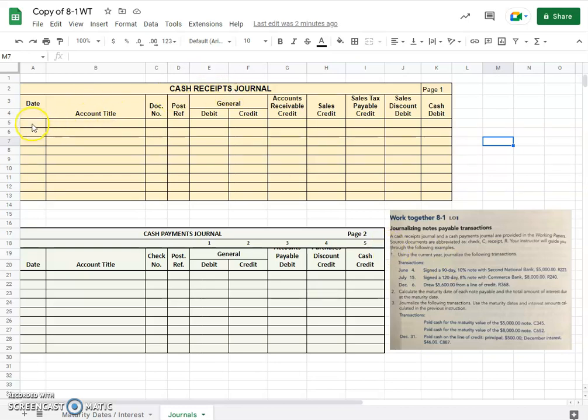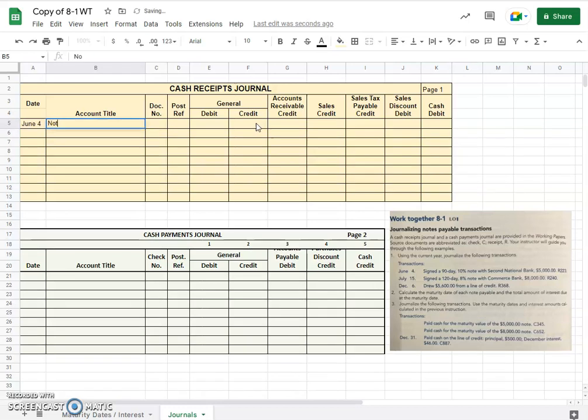So we'll come up here to our cash receipts journal because we're getting cash when we sign for this note. They're giving us cash, right? So it's June the 4th. This is going to be to notes payable. Eventually, it's a liability. We'll have to pay it. Document number receipt 223. And then it's going to be a general credit to the notes payable. That increases that liability account, $5,000. And it's going to be a cash debit, $5,000.